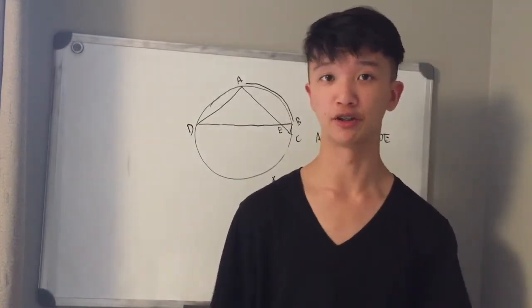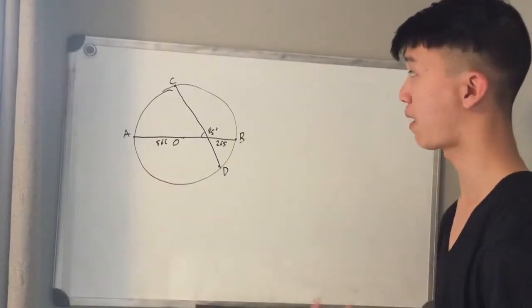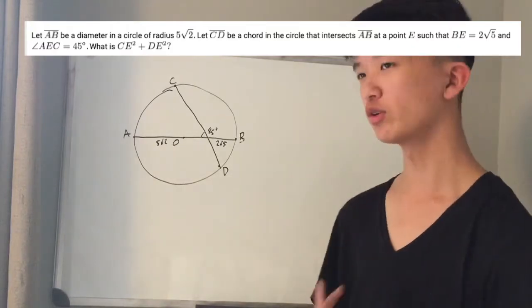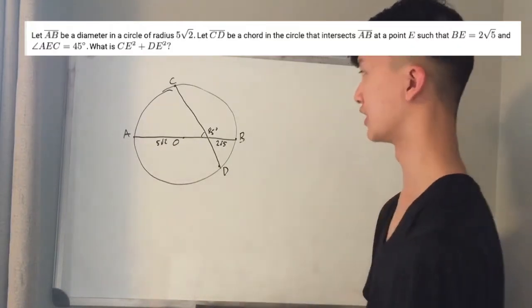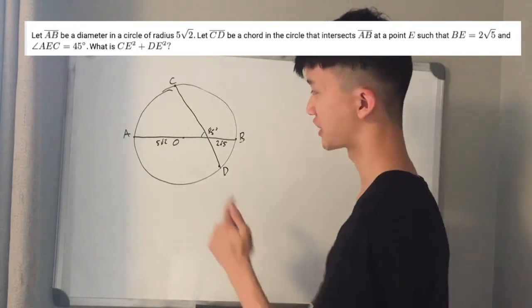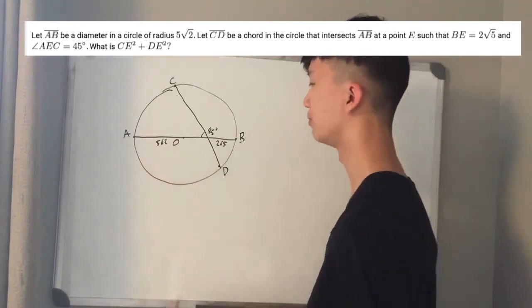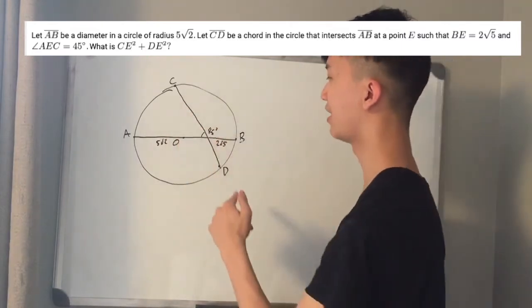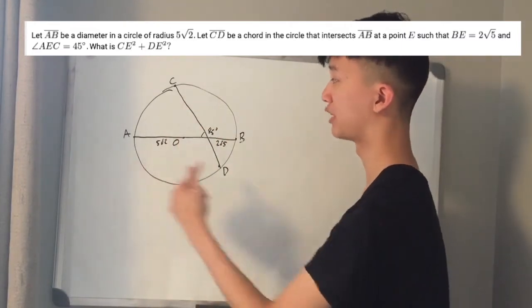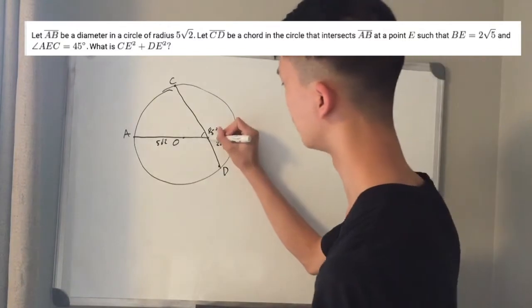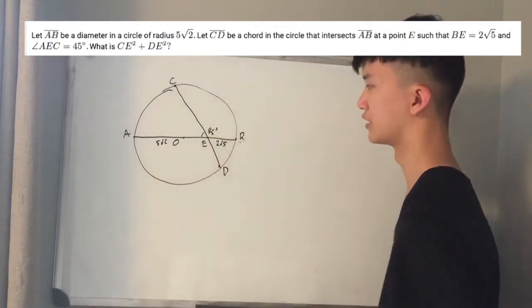Alright, now let's get into some problems. So our first problem is above the board. I've already drawn a pretty good diagram of the problem right here. So we have a circle centered around O, AO being equal to 5 root 2, and AB being the diameter. Now CD is a line that creates a 45-degree angle with AB, and the intersection of CD is E. Now the line BE is 2 root 5.